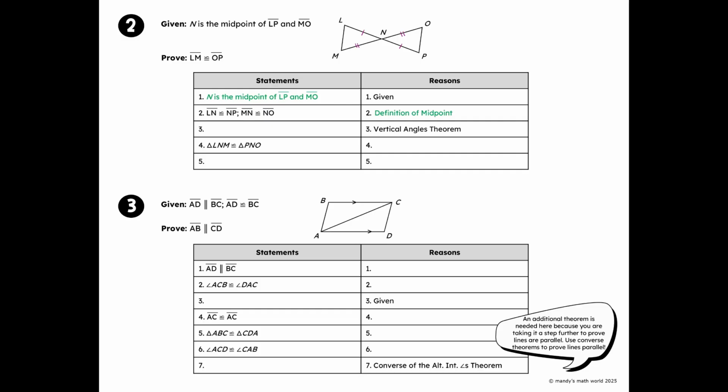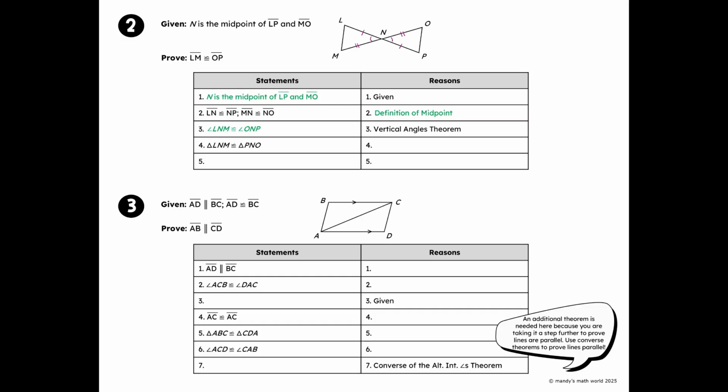Well, that's the definition of midpoint. Midpoint cuts the segment in half so that you have 2 congruent segments. Now, the reason for number 3 says vertical angles theorem. So what would my statement be? It would be that angle LNM, here, let me get my little arrow, LNM is congruent to angle ONP. And so these 2 angles are congruent because of the vertical angles theorem.